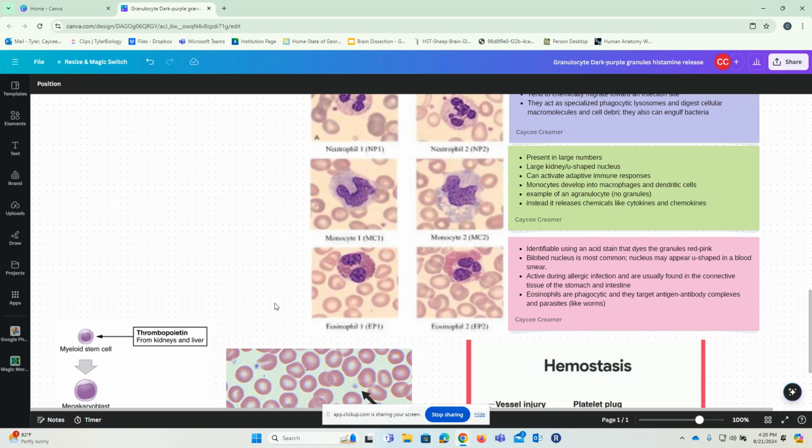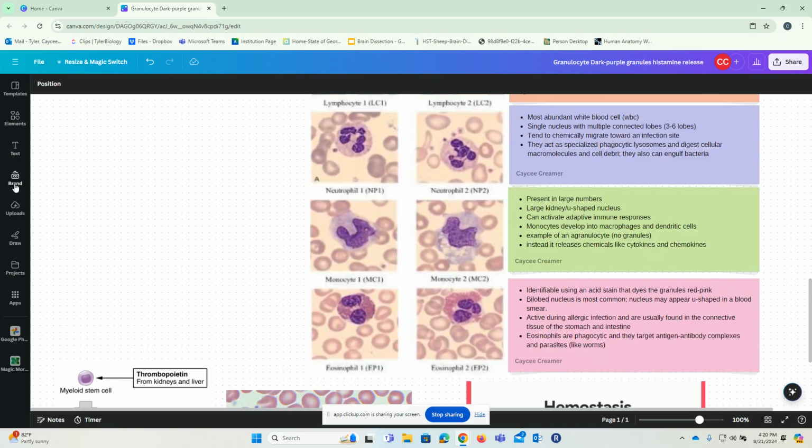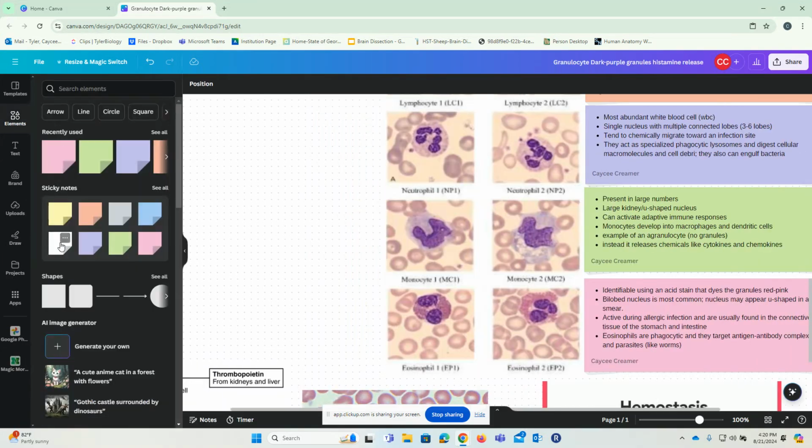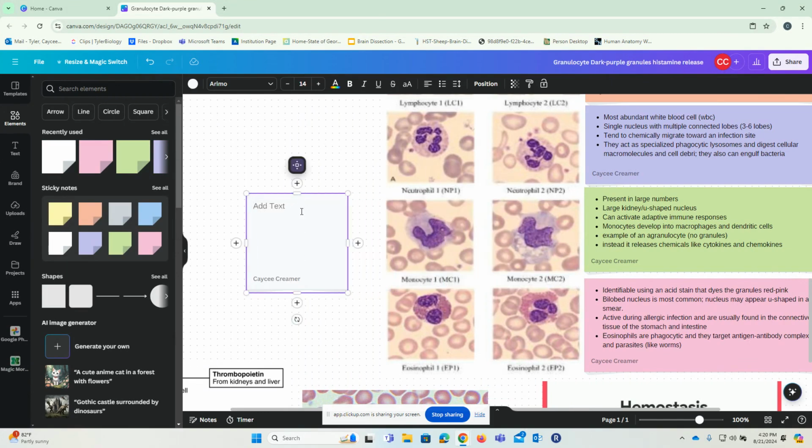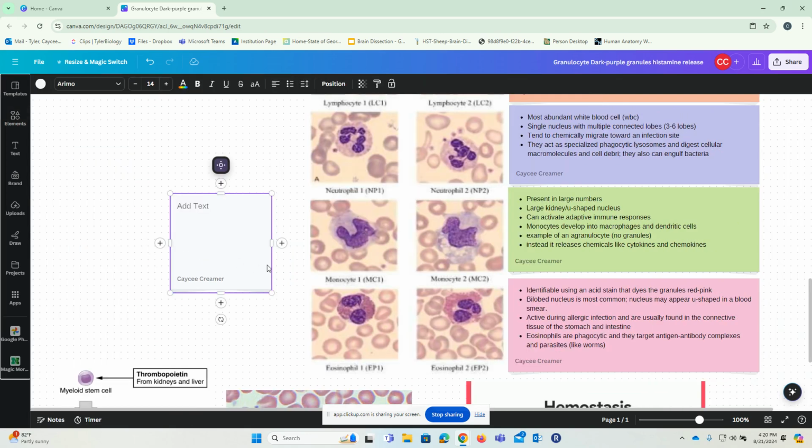So that's a quick look at all of the white blood cells. If you want to note which ones are the most abundant to the least abundant in order, we can do that. Put a sticky note here. You want to remember the phrase, never let monkeys eat bananas. Never let monkeys eat bananas. And this is in order from most to least abundant when it comes to the white blood cells.